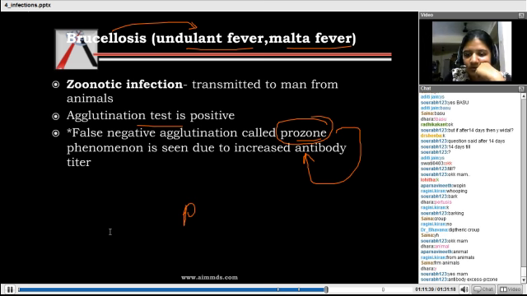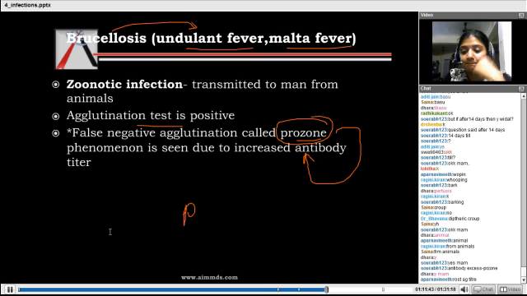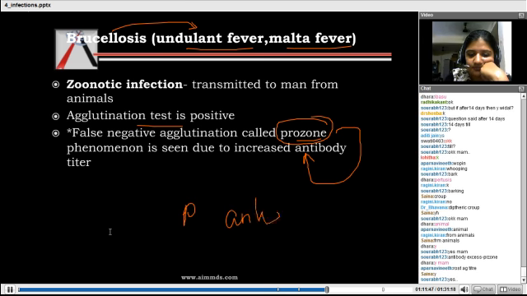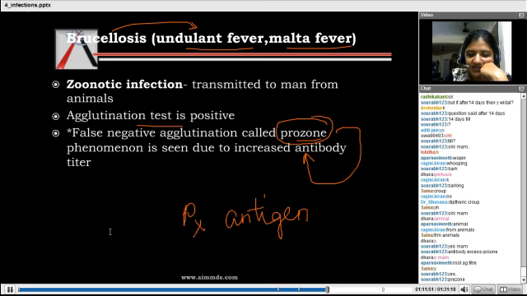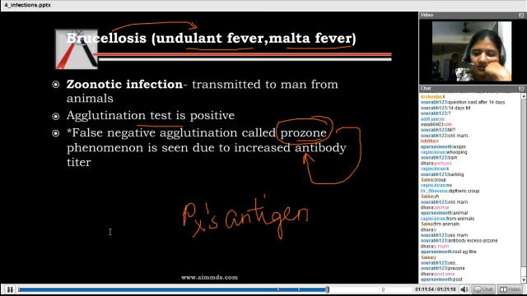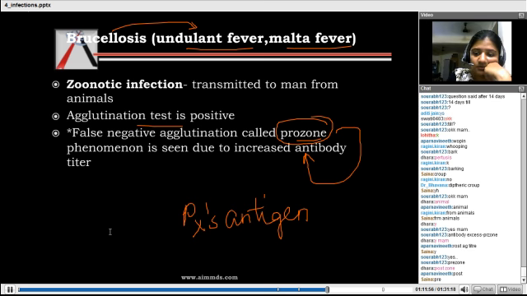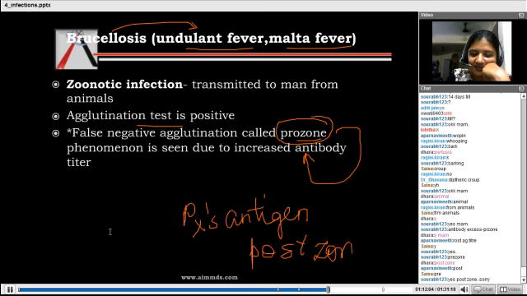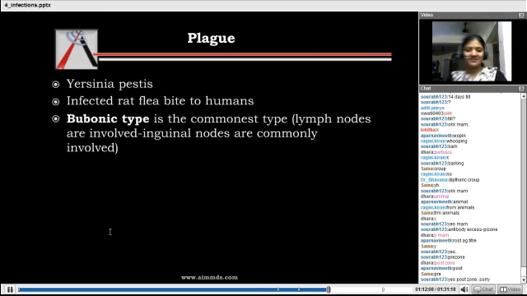All of you are clear with prozone? What is the condition where antigen is excess? Zone phenomena, excess antigen, prozone. Prozone, what is prozone? Postzone. Prozone, postzone. As long as you know what it is, that's what I care.